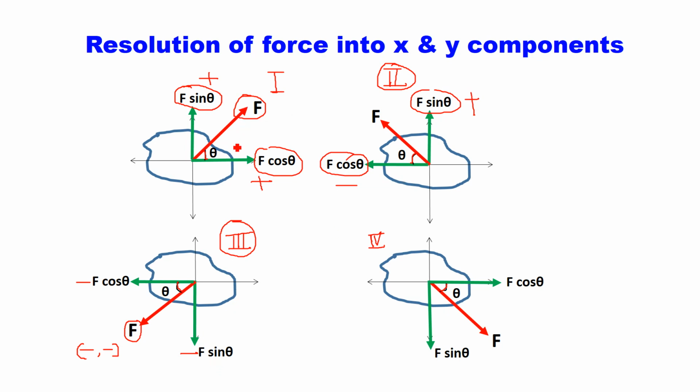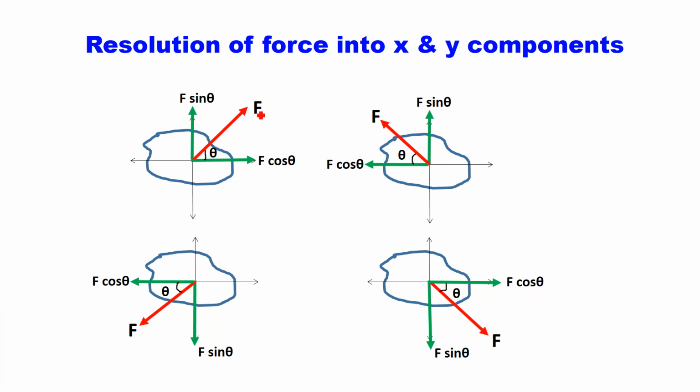In the first quadrant, both the components are plus. In the second quadrant, the x component is minus and the y component is plus. Similarly, in the fourth case, if the force is acting in the fourth quadrant, the x component is taken as plus and the y component is taken as minus. So the x component is F cos theta, which is plus, and the magnitude of the y component is F sin theta, but its sign is minus. So understand the possibilities: if the force is in the first quadrant, x is plus, y is plus. Second quadrant, x is minus, y is plus. Third quadrant, x minus, y minus. Fourth quadrant, x plus, y minus.